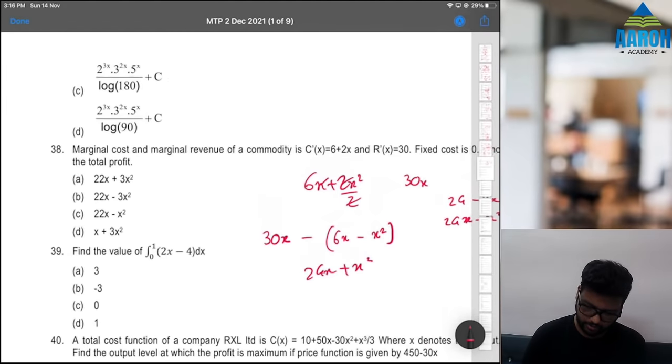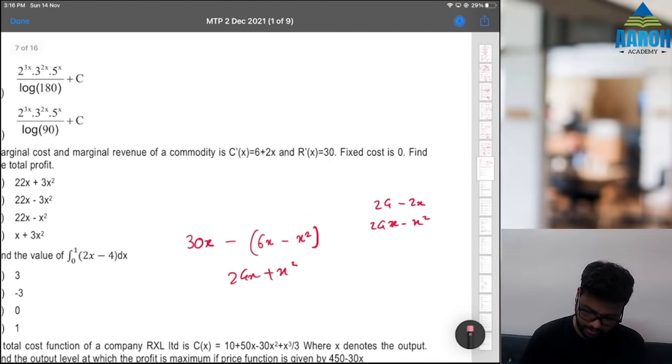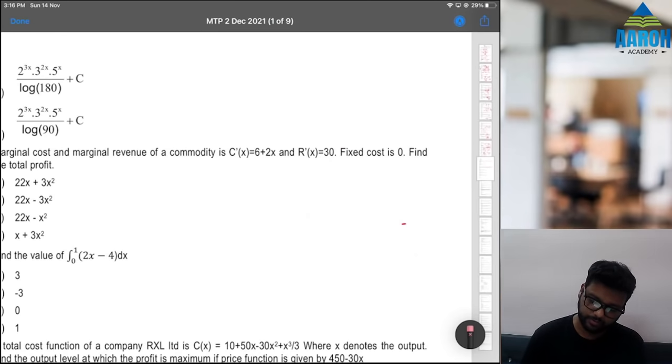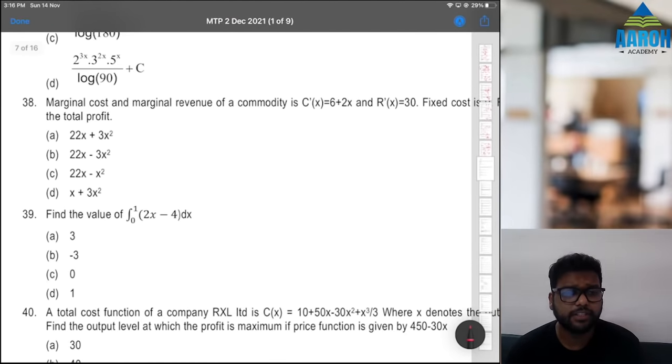Next, 38. Okay, 38 I have already solved in class. Let me erase this. Next. Good question. I think their answer is wrong.